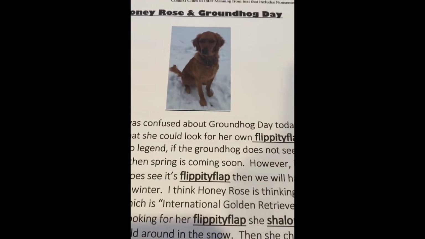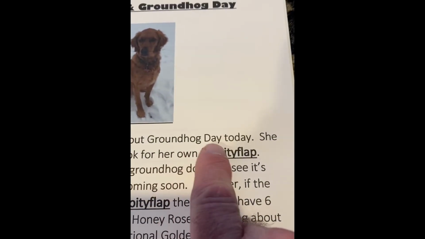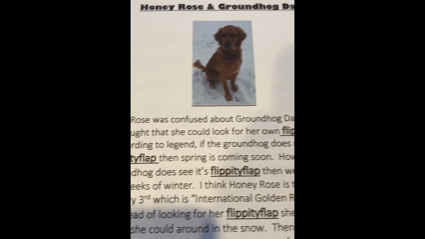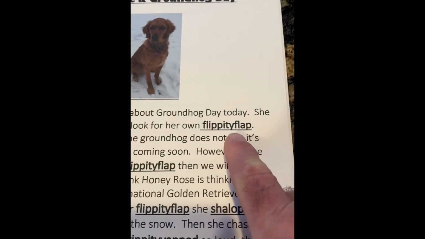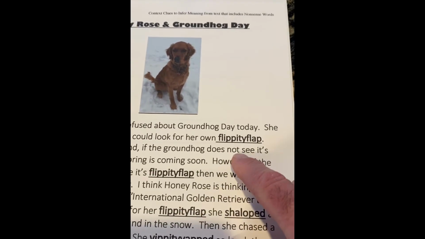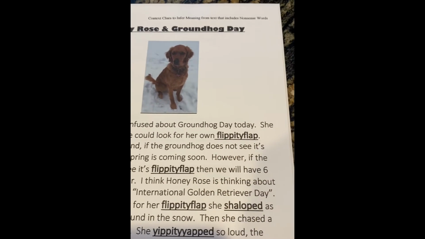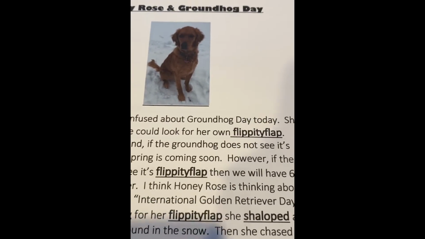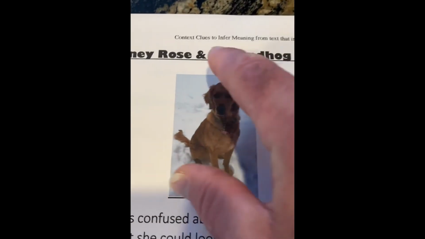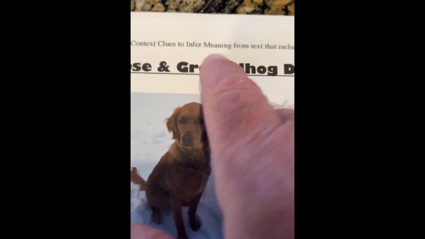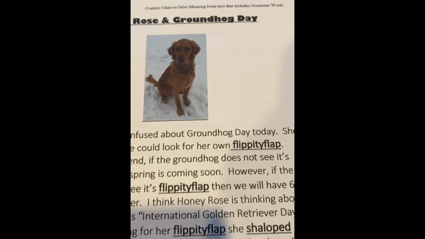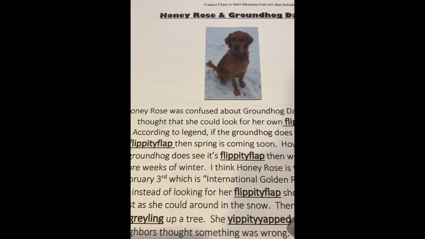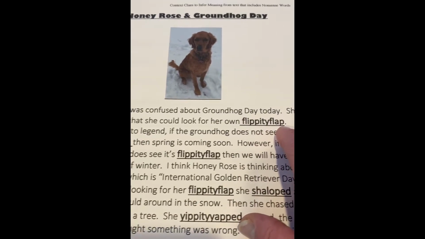Now, if you don't have much background knowledge and you don't know much about Groundhog Day, then yeah, maybe you're really just trying to guess at it. She thought that she could look for her own paw or her own tail or her own bone because you really don't know much about Groundhog Day. But that's what inferring is all about. You take your background knowledge and what you do know and put it together with what you're reading, and maybe you can figure out what it means, what it's about.